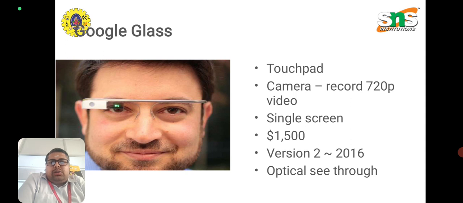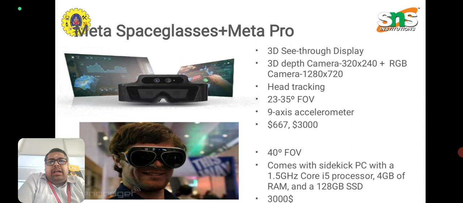It has version 2, which has been developed in the year 2016, and which was in the previous video. This is an optical see-through HMD. Next is the Meta Space glasses plus Meta Pro. The Meta Space glasses consist of a 3D see-through HMD, with a 3D depth camera of 320x240 plus an RGB camera of 1280x720 pixels.